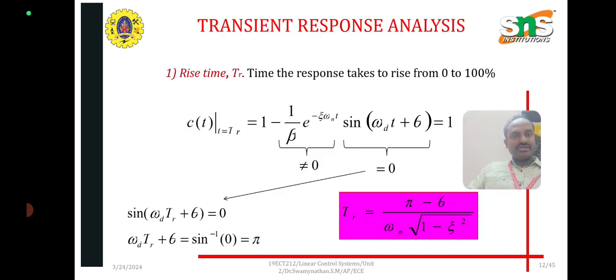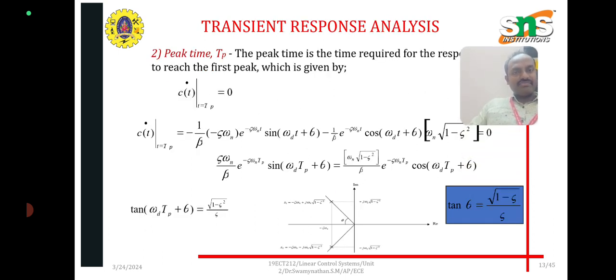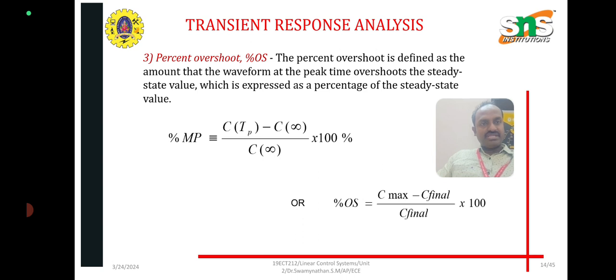Here the first term is not equal to 0 and the second is equal to 0. You can get the transient response values, the rise time, and the peak time, where the derivative of C of t is equal to 0, which gives the peak time response. The percentage overshoot is C of Tp minus C of infinity divided by C of infinity into 100%, that is, C max minus C final divided by C final into 100.